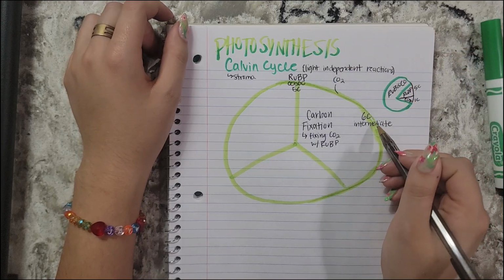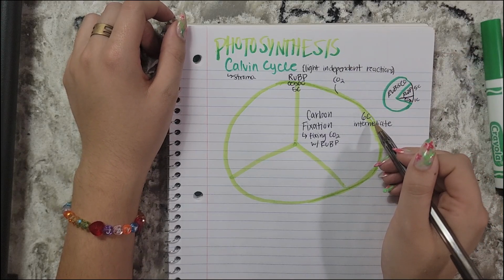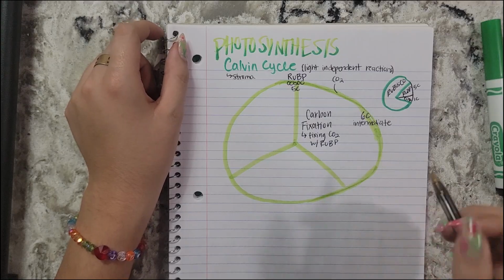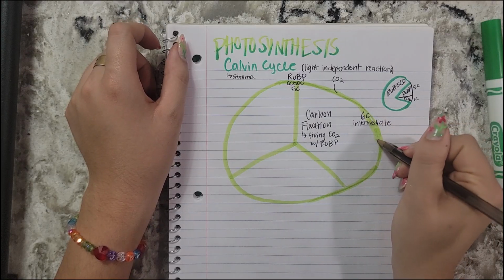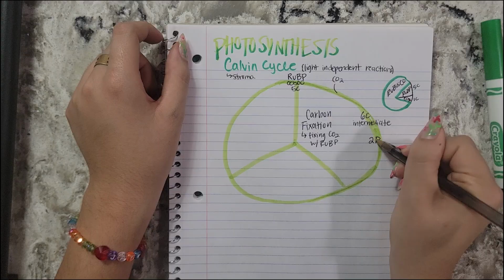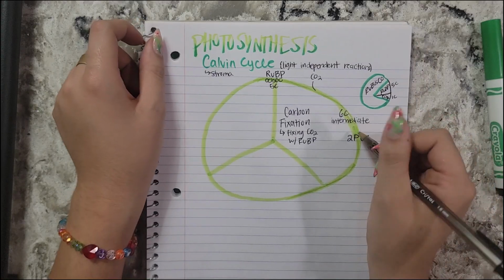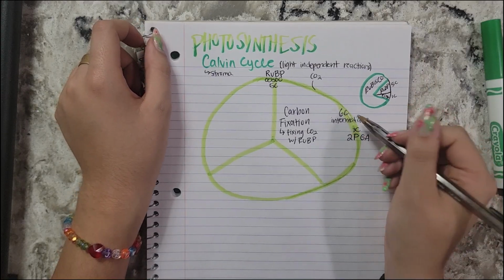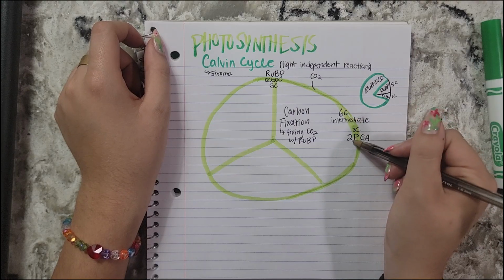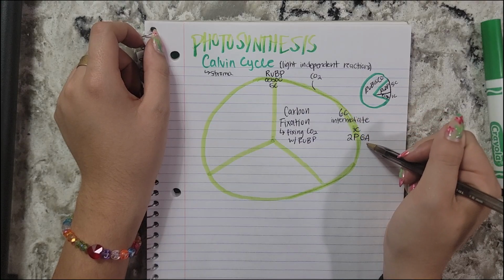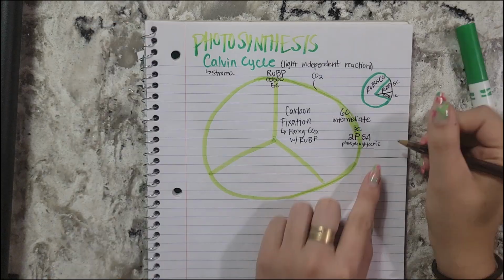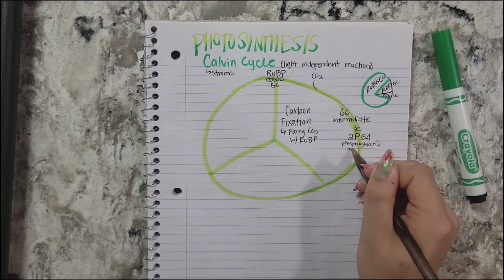Okay, so now that we have our 6-carbon intermediate, this 6-carbon intermediate is turned into something we like to call PGA, and it's actually 2 PGA. Because a single PGA molecule is 3 carbons. So with a 6-carbon intermediate, we can make 2 3-carbon PGA molecules. And PGA, if you really want to know, stands for phosphoglyceric acid.